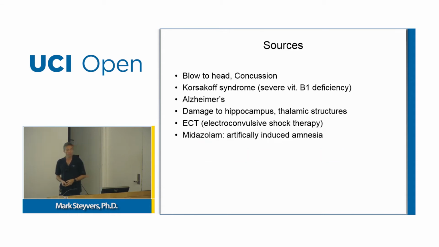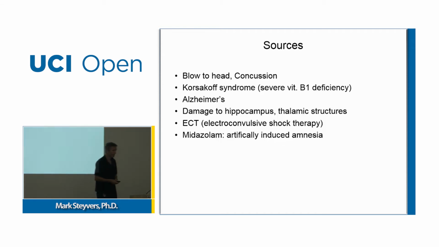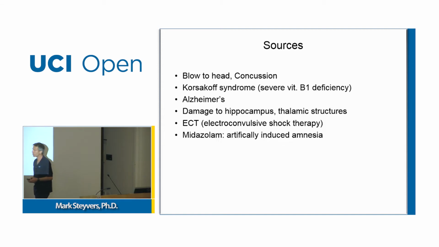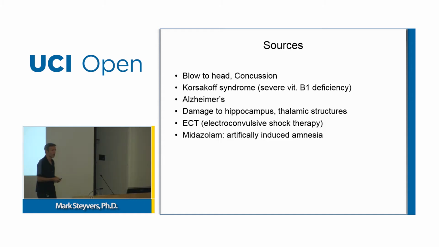So there are several ways in which amnesia can be induced. One is through a concussion. That can lead to temporary retrograde amnesia, as well as a mild form of anterograde amnesia. In most cases, that will disappear. That's just temporary and you come back fine.